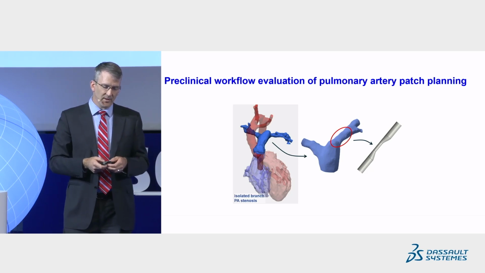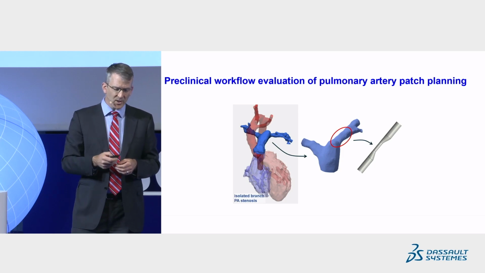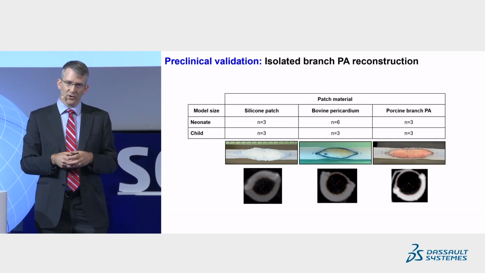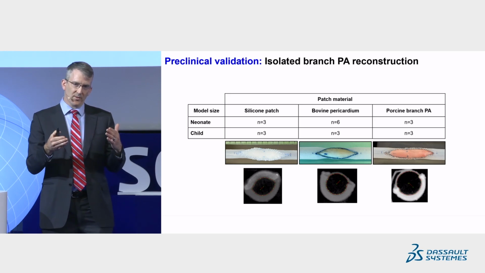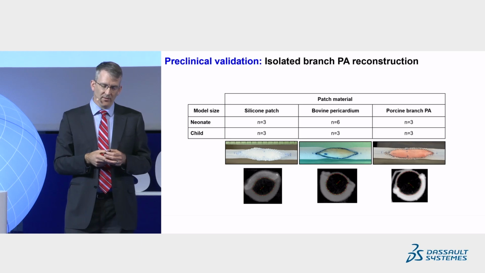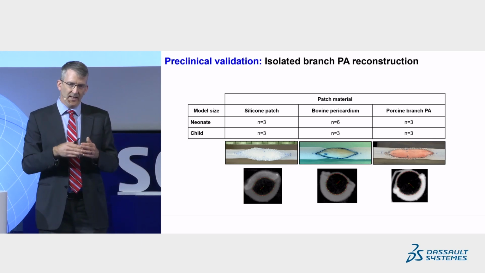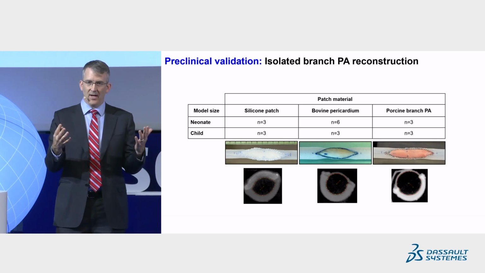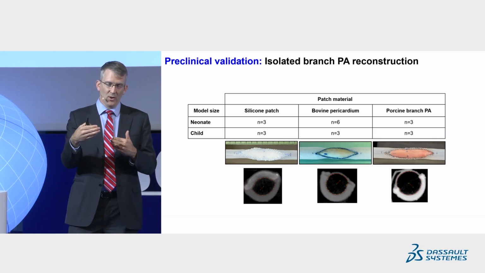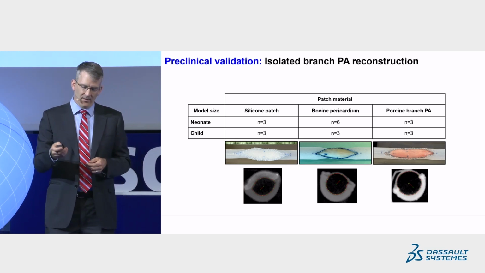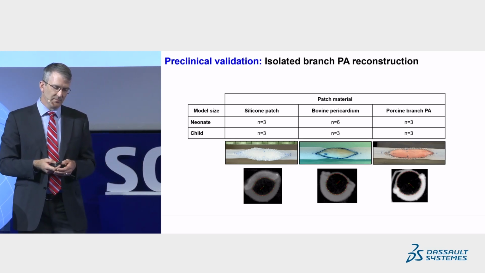So we've been able to generate a patch planning workflow for pulmonary arteries, and we're in the process of preclinical validation of that workflow. We've created a specific pulmonary artery model that has the right mechanical properties of a normal pulmonary artery, and then we've been able to design patches, sew those patches in place, and then validate the whole workflow by putting the pulmonary arteries in a micro CT scanner, inflating them to physiologic pressure, and then doing a validation analysis of the size.